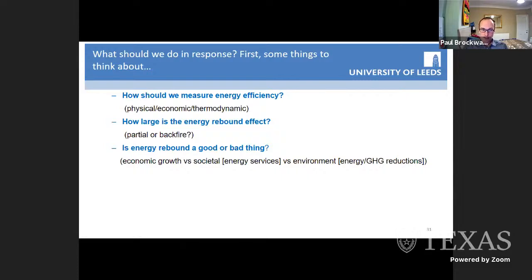We also need to consider how large is the energy rebound effect, because if it's only partial rebound, let's say 30% rebound, well, you could respond potentially by just increasing the level of policies, in order to compensate for the partial rebound effect. But if it's backfire, if it's over 100%, then the more and more energy efficiency policies you bring in, unless you design them differently, will actually increase energy use, not reduce it.